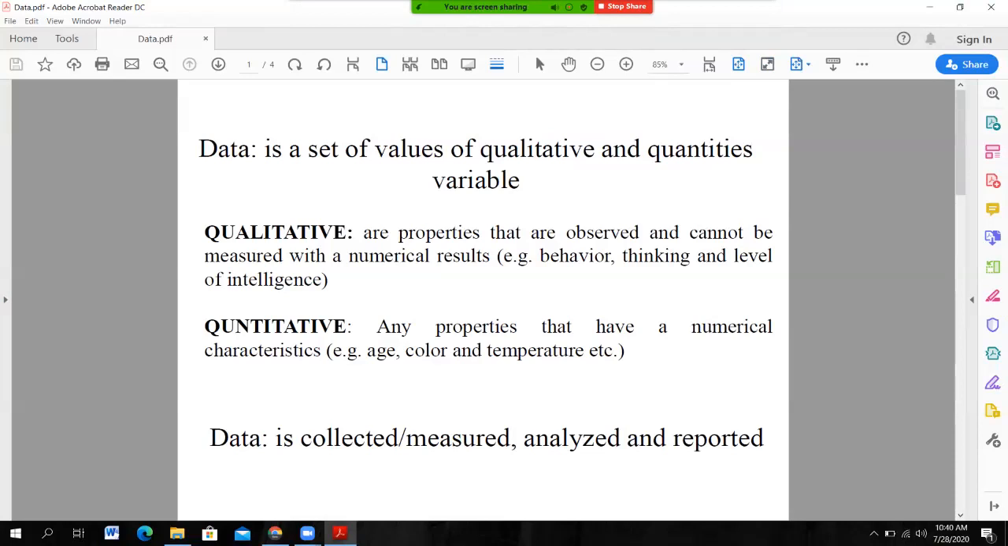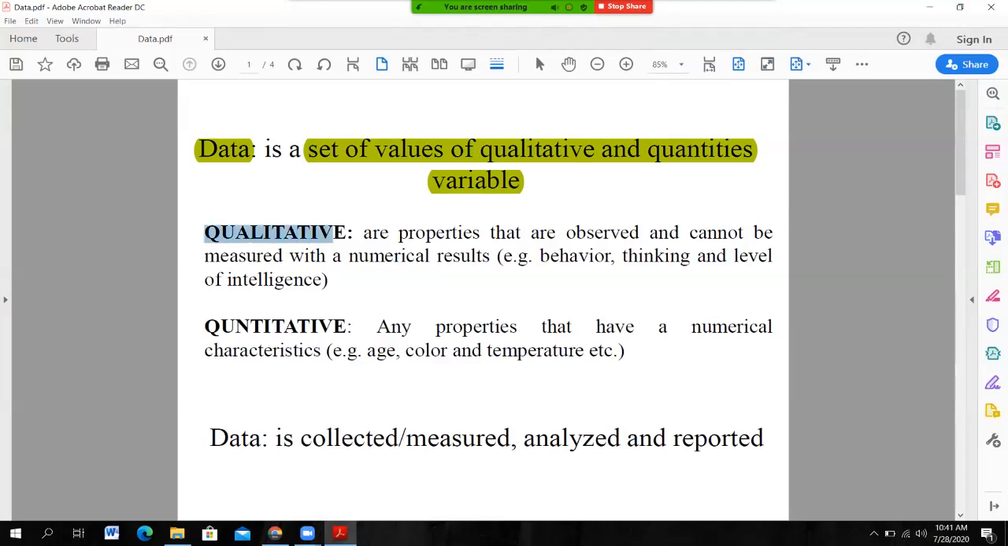Today we are going to start a new lecture series about data. What is data? What are the types of data? What are the different sources of data? Data is actually a set of values of qualitative and quantitative variables. You know that there are two important variables. One is qualitative variable, the second one is quantitative variable.